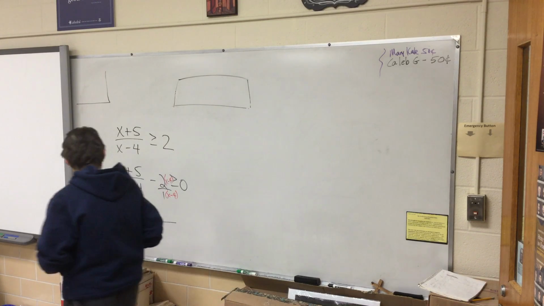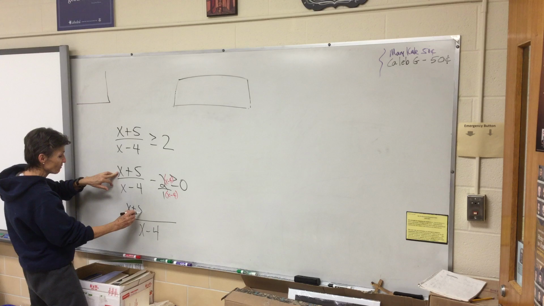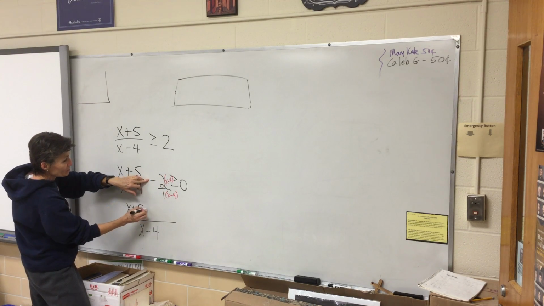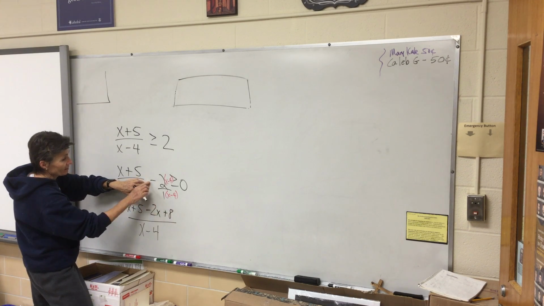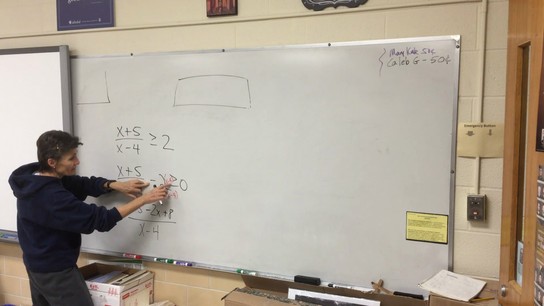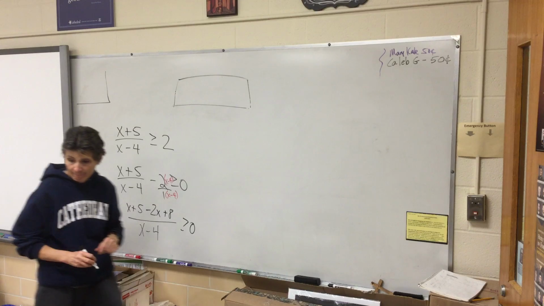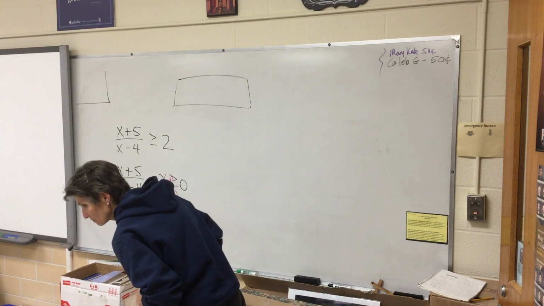Now, what about the numerator? Well, be careful here. We have x plus 5. Be really careful. This is a distribute. So it's minus 2x plus 8. It's real easy math. You just have to be careful.